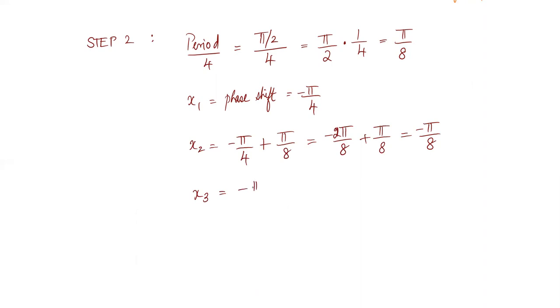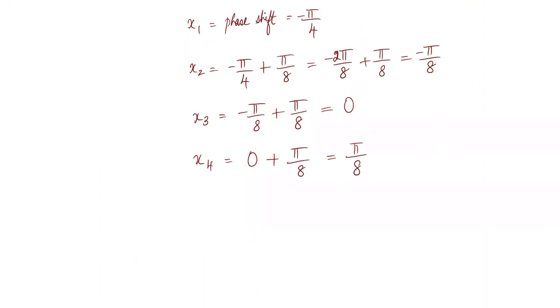X3 is negative pi over 8 plus the positive pi over 8, which is from the period over 4. That gives us a 0. X4 is 0 plus the pi over 8, which is pi over 8. And then X5 is pi over 8 plus this pi over 8, which is 2 pi over 8. That reduces to pi over 4.